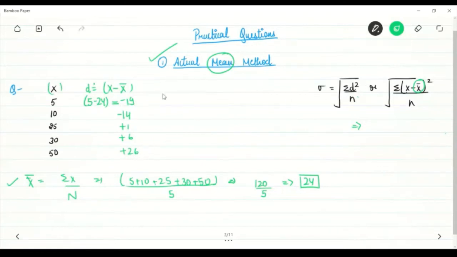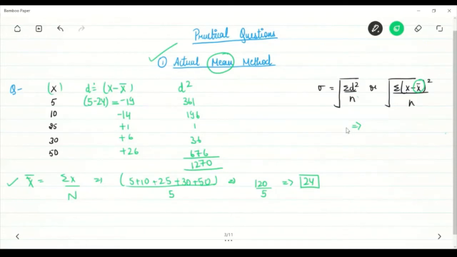Now we require d square. So the d square will be 19 into 19, we will get 361, 14 squared is 196, then 1, 36 and 676. Now let us sum all these squared deviations. We will get 1270 as the value of our sum of squared deviations.